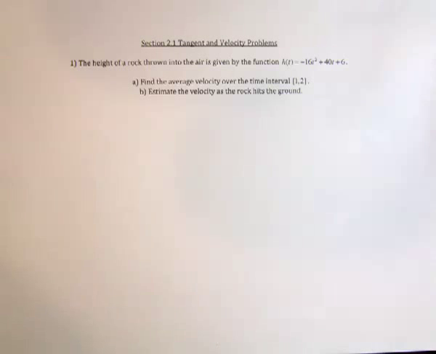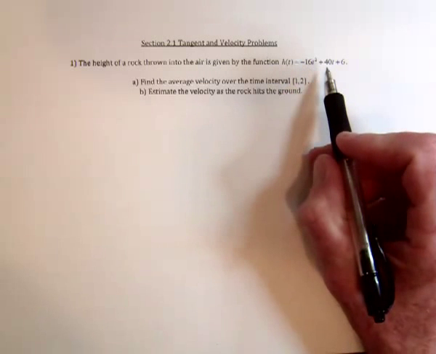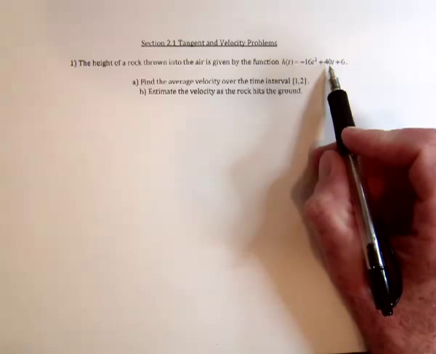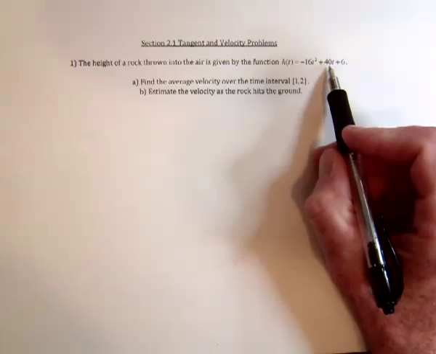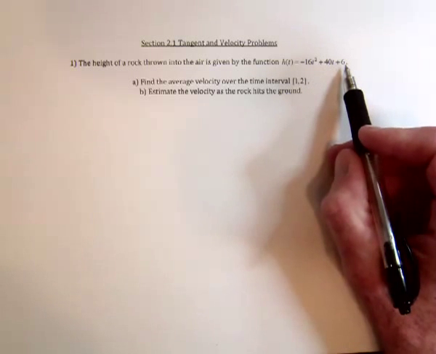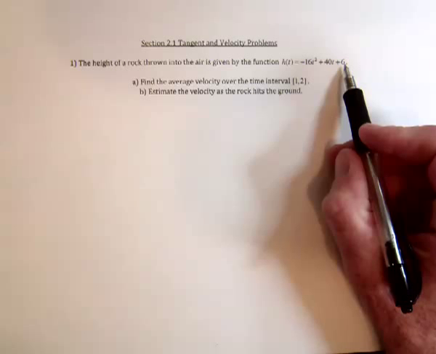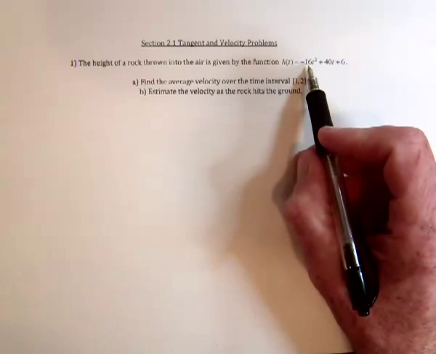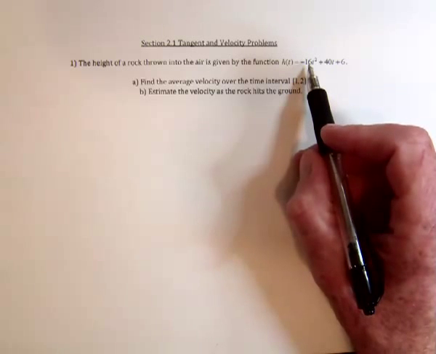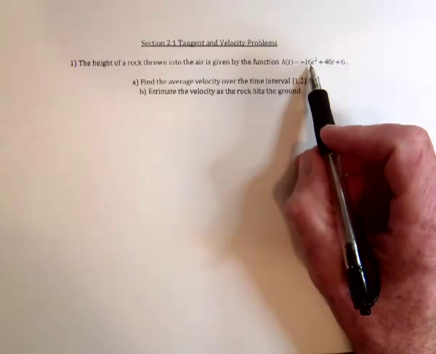So when a rock is thrown in the air, it's got an initial velocity given by this 40, which would be in feet per second. It's got an initial height, so when the rock left the person's hand, it was at a height of 6 feet. And then this is the gravitational pull of Earth, bringing the rock back down to the ground.